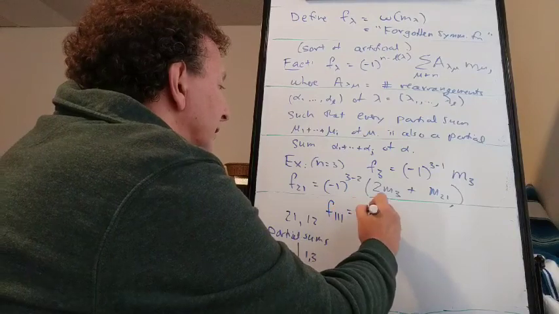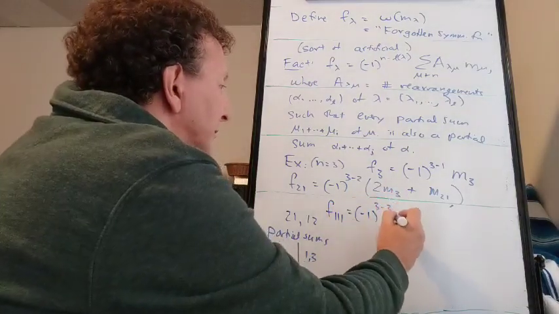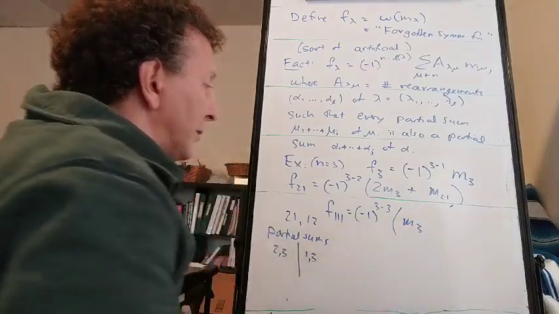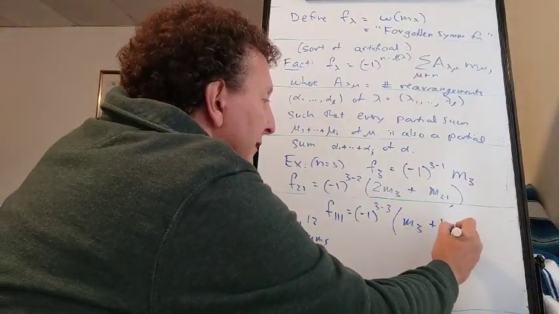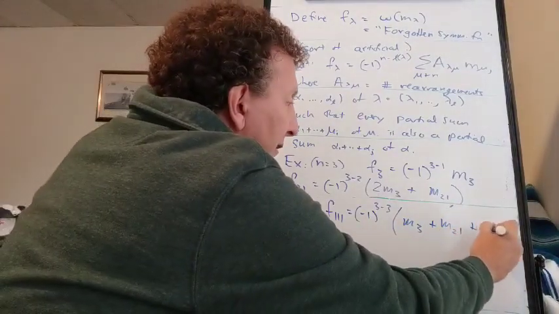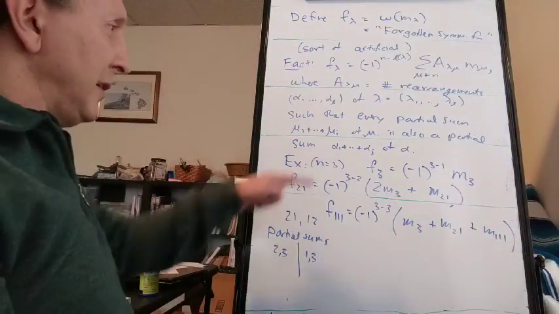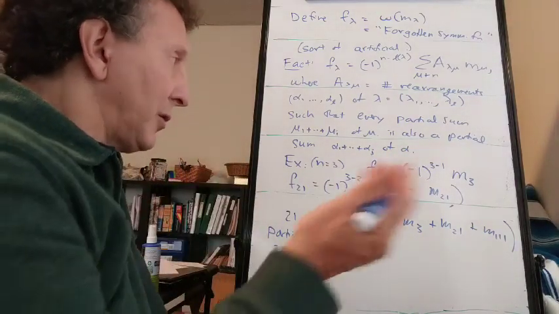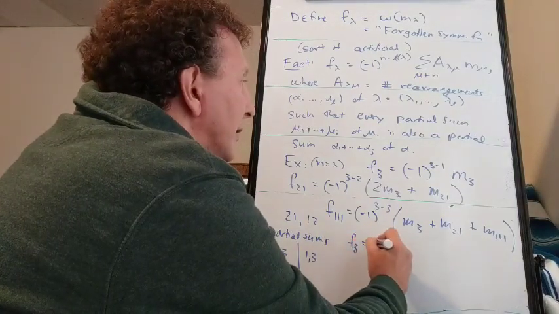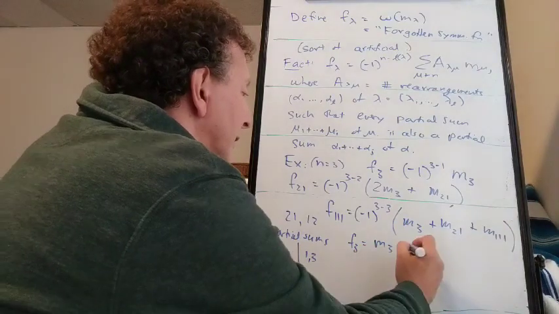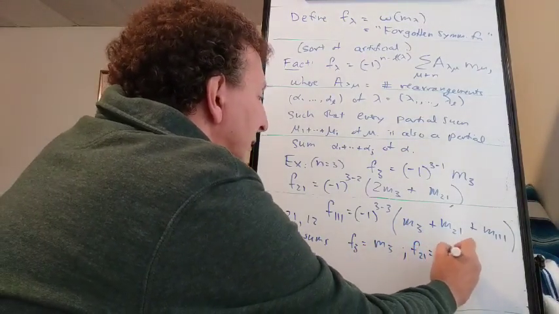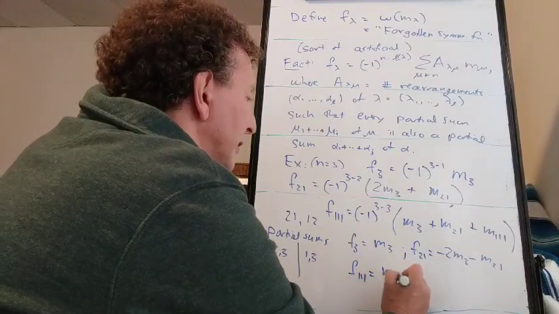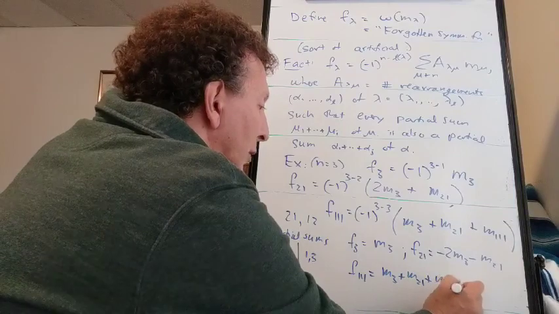And f111 is -1 to the 3 minus 3 parts. There's only one rearrangement of 111. It contains 3 as a partial sum. It contains 2 and 3 as partial sums. And it contains 1, 2, and 3 as partial sums. So these are the expansions. And I guess I can simplify this by writing each minus 1 to a power as plus or minus. So we have f3 equals positive m3, f21 equals negative 2 m3 minus m21, and f111 equals positive m3 plus m21 plus m111.